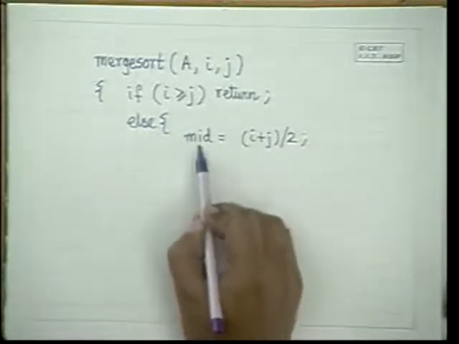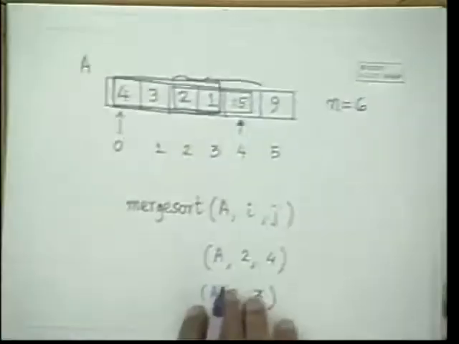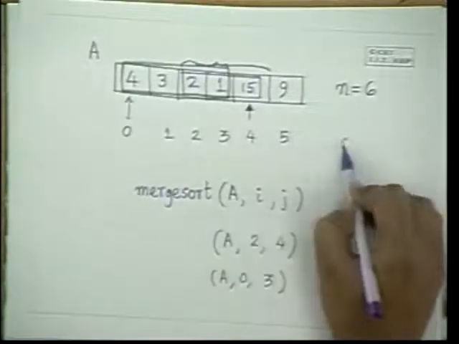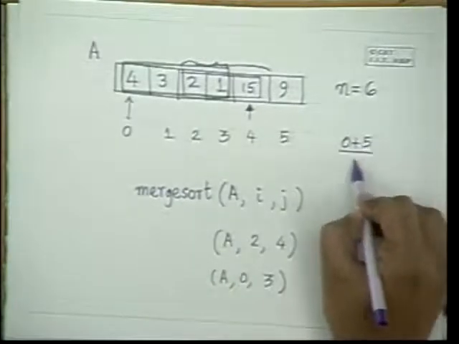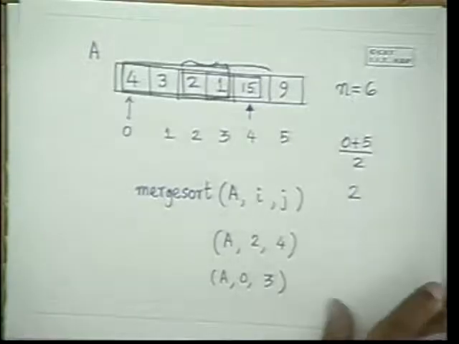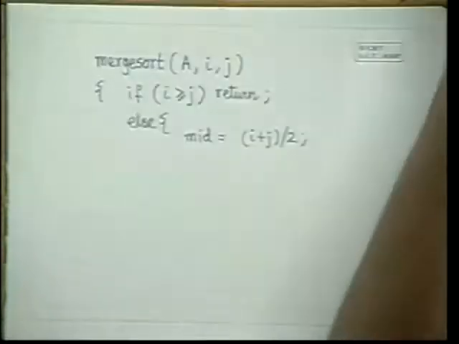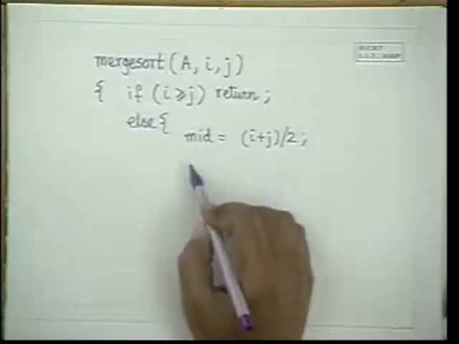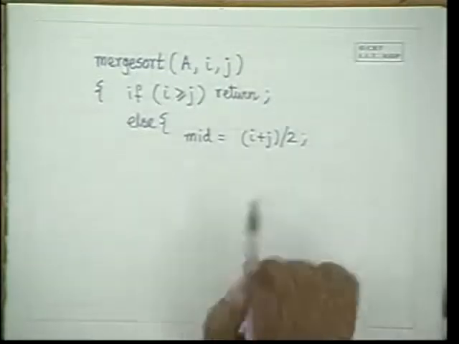So now we have obtained a middle element of the list. Suppose initially it was 0 to 5, so it will be (0 plus 5) by 2, which is 2. So you will get 2 here. And now you are left to sort the two parts of the list.